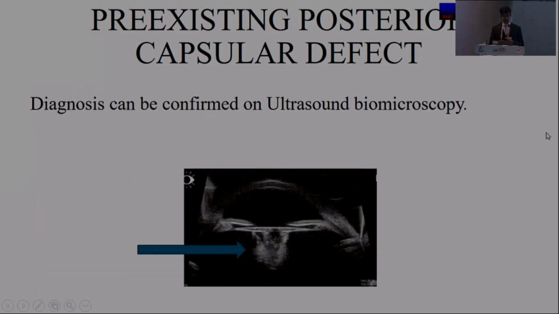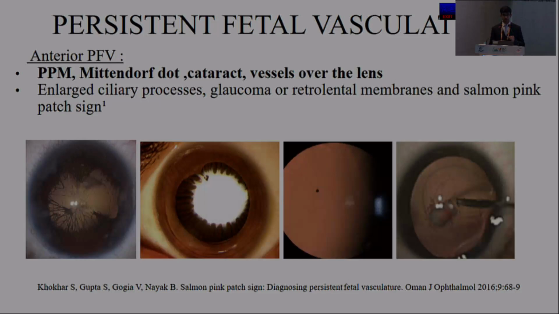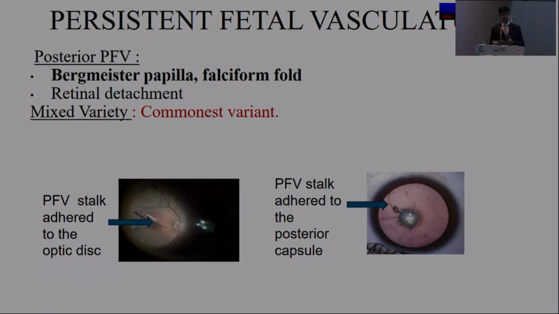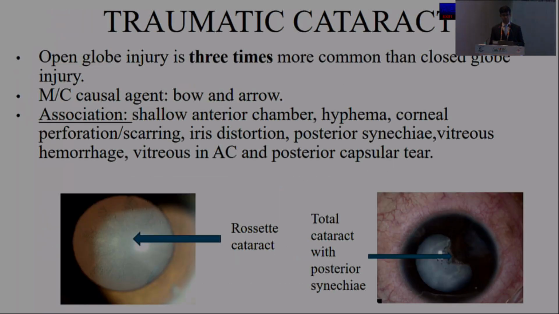You can appreciate the UBM of such a case where the lens is almost absorbed and there is a posterior capsular defect and there is lenticular matter in the anterior vitreous. Persistent fetal vasculature is actually a spectrum ranging from persistent pupillary membrane, Mittendorf dot, cataract, to vessels over the lens, and then posterior PFV includes Bergmeister's papilla, falciform fold.